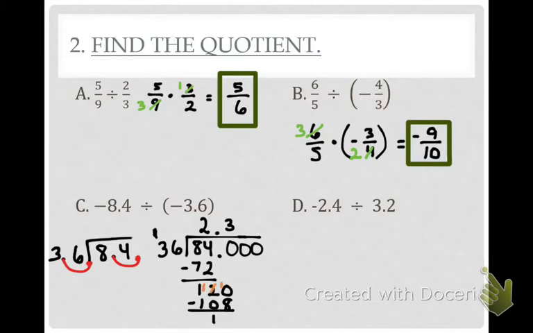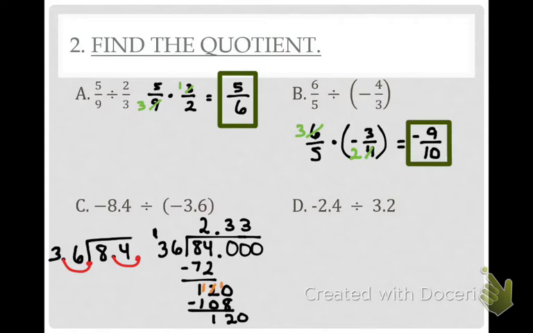Okay, we get a 12. Now I'm going to bring down a what? 0. Once again, think of the 36 like a 40. 40, 80, 120. About how many times, guys? 3. Do you guys sense any kind of a pattern here? Yes, it's repeating.